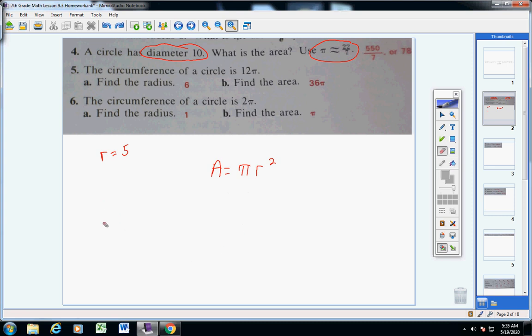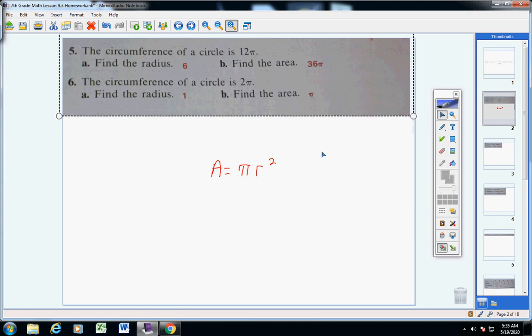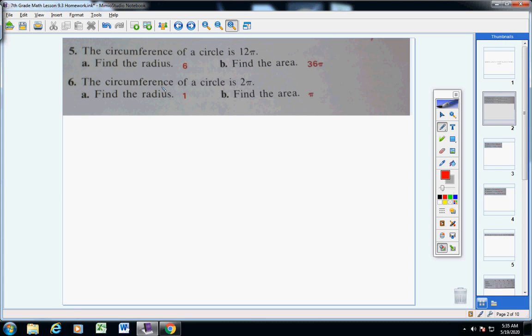Moving on. Okay, let's take a look at number 5. Now, number 5 is not dealing with area. Number 5 is dealing with circumference, okay? So at number 5, they tell you the circumference of a circle is 12 pi. So we're going to find the radius.